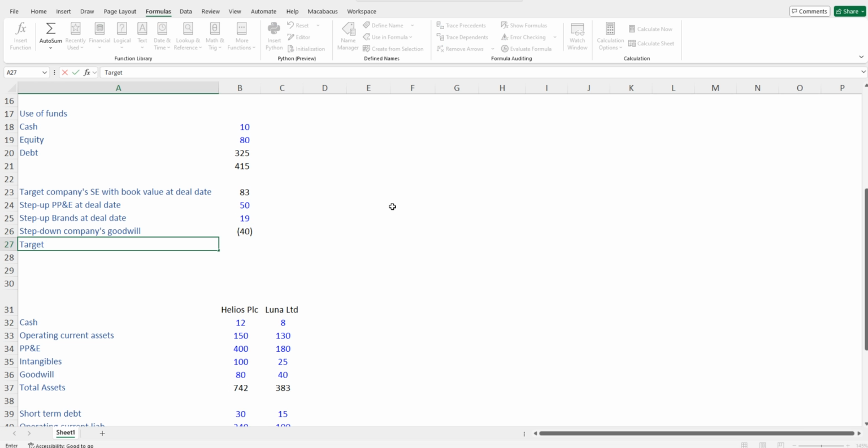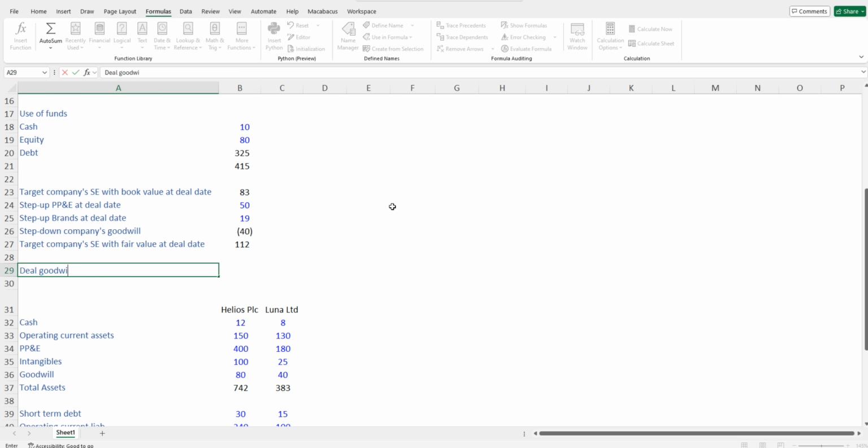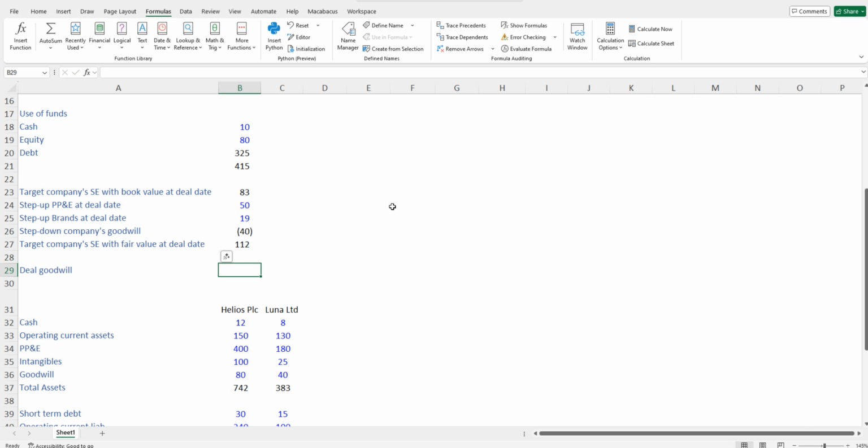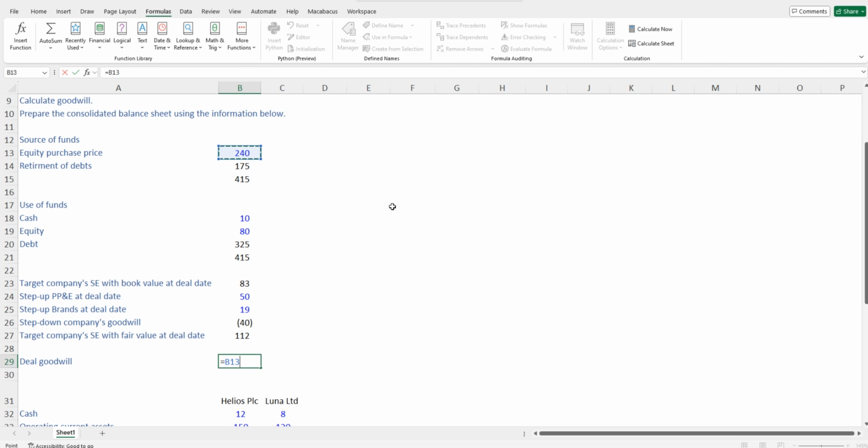Then we can say the target company's shareholders' equity at fair value at the deal date, if we sum them together, is $112 million. Now the deal goodwill should be the equity purchase price minus the target company's shareholders' equity at fair value at the deal date, which is 129.